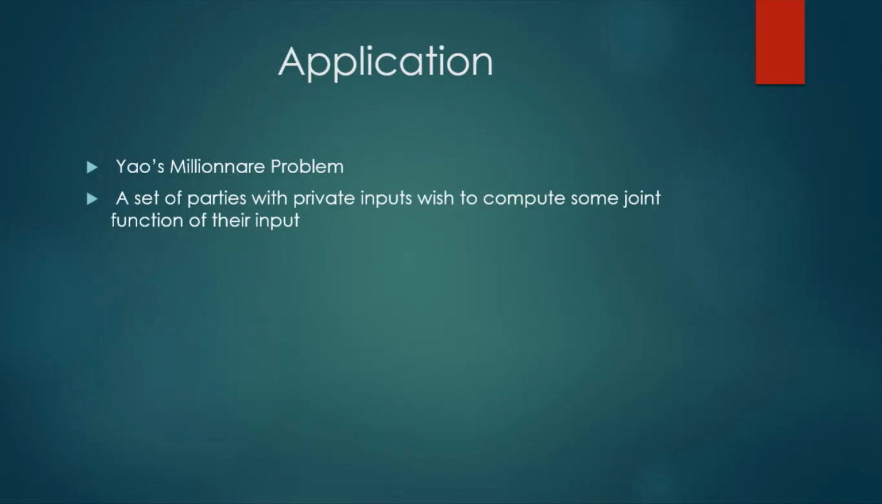First is Yao's millionaire problem. In this problem, two millionaires want to know who is richer, but they don't want to reveal their wealth. And the second problem is a set of parties with private inputs who wish to compute some joint function on their input.